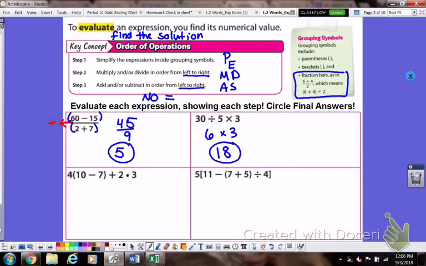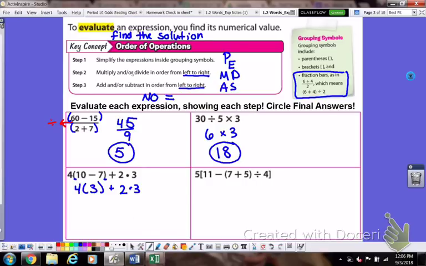Moving right along. 4 times the quantity of 10 minus 7 plus 2 times 3. This one's throwing some more steps at you. So step 1, simplify the expression inside the grouping symbol. You see we have parentheses here. So inside that grouping symbol, 10 minus 7. So we have 4 times 3 plus 2 times 3. Now notice, we didn't use x's this time. Parentheses and this dot, if it's raised up, it's not a decimal point. It is a multiplication symbol. Alright, so we're done with step 1.